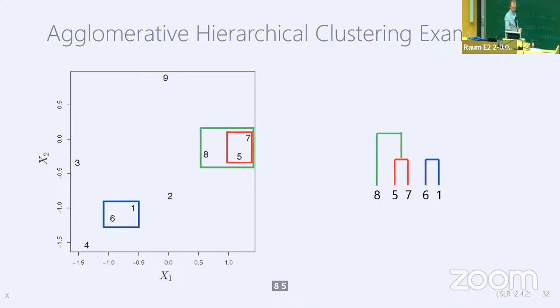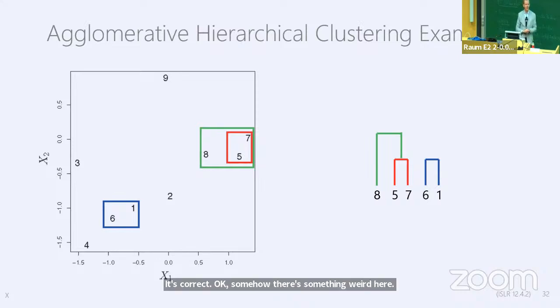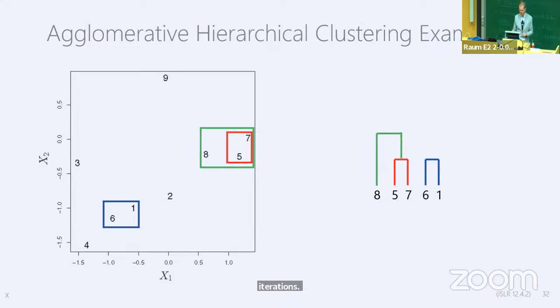Somehow there's something weird here. 8, 5, 7. Yeah, well, we can play this game for six more iterations. Let's not, you get the gist. But for next year, I'm going to put these slides a bit earlier because getting the intuition before is so useful.